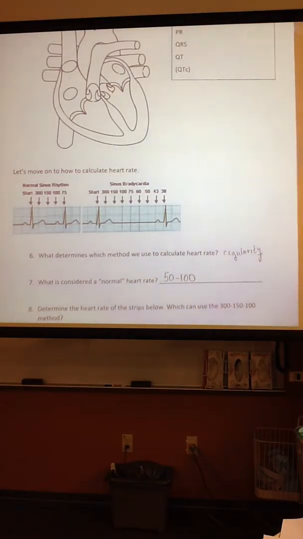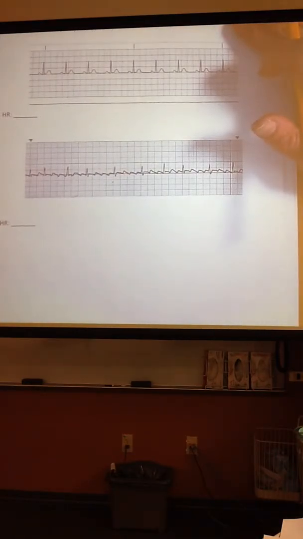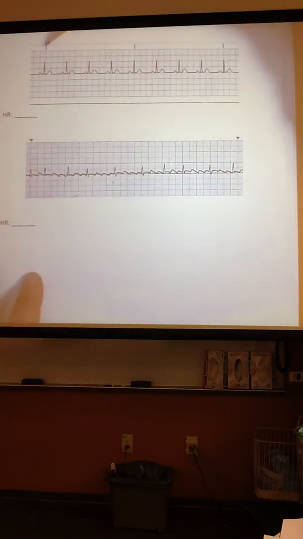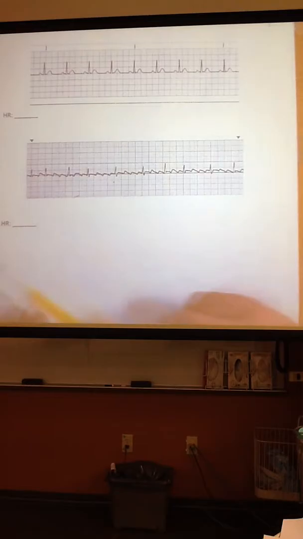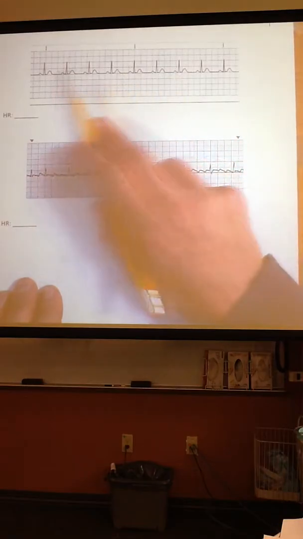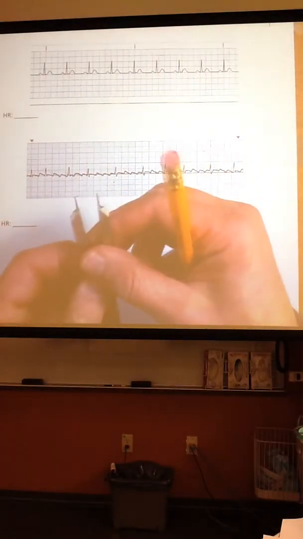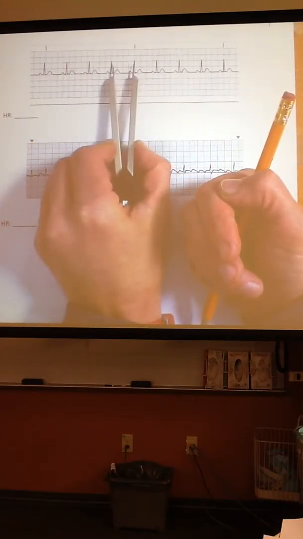Now we have a question: determine the heart rate of some of the strips we have provided, and which one can use the 300, 150, 100 method? Let's look. On this strip you see these 3-second hatch markings, and if you counted all these boxes, you would get 30 large boxes. Does this look regular? It looks pretty regular to me.